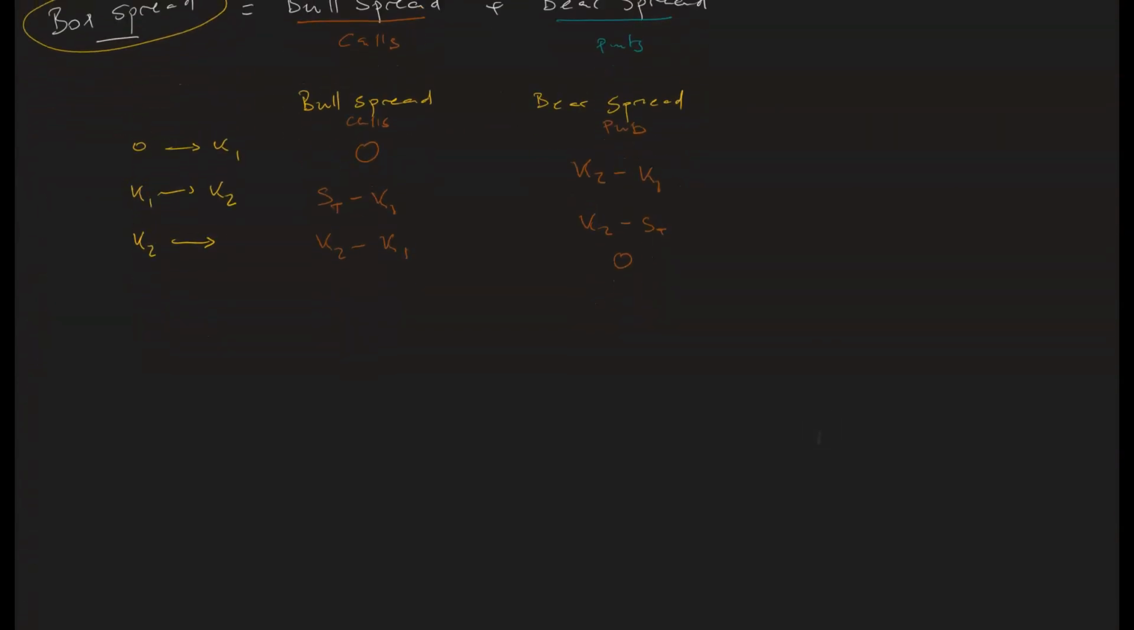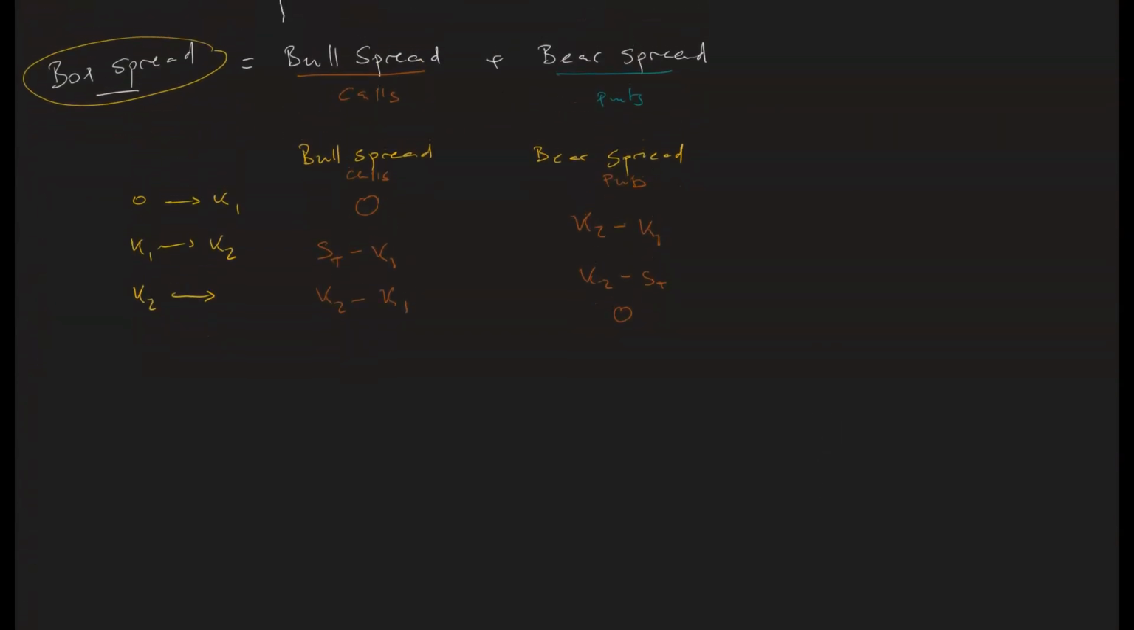So what is the outcome of our box spread? Remember, the box spread is a combination of the two. The box spread is a bull spread using call and a bear spread using puts. So the outcome of our box spread is going to be the sum of this.